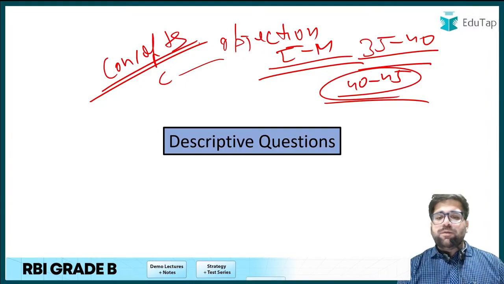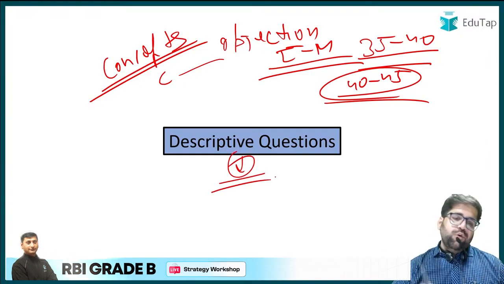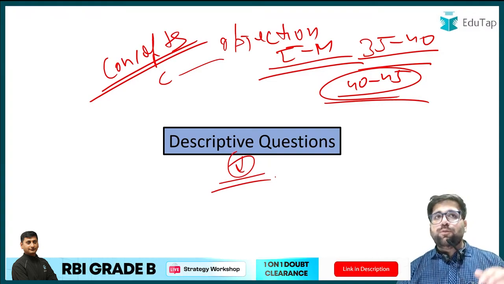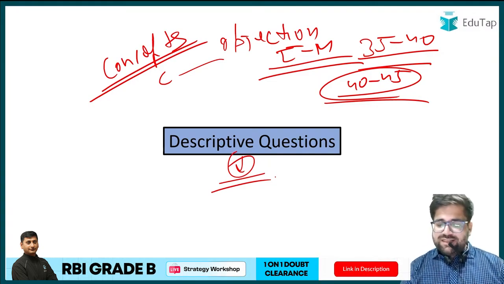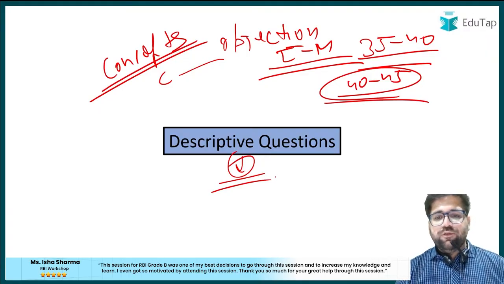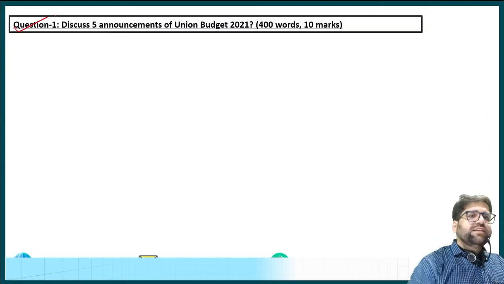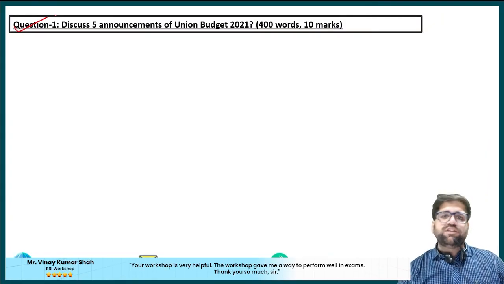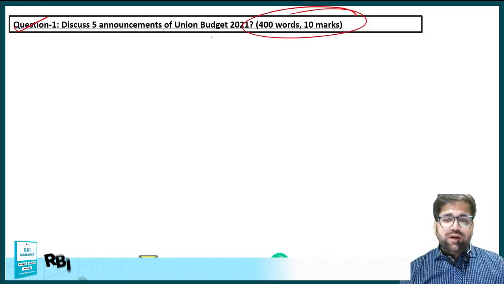Now I am coming to the descriptive questions. Before moving to them, I would like to give a disclaimer that no particular question is bad. I would say no particular answer is bad. It depends upon the way you read it. So we will be discussing different components of the descriptive questions, and then we will end our lecture. So this was the first question: Discuss the 5 announcements which were made in Union Budget 2021. 400 words for 10 marks.